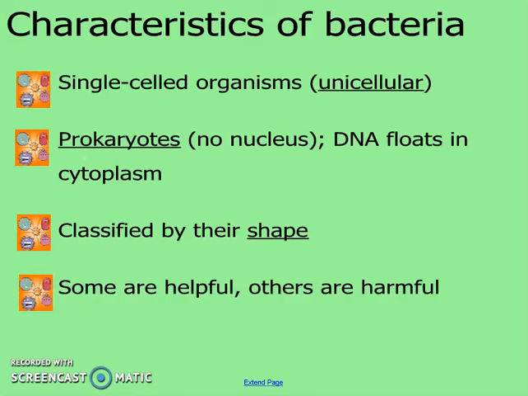Some characteristics of bacteria. So they are single-celled or unicellular organisms. They are called prokaryotes because they have no nucleus. So unlike a plant and an animal cell, they have no nucleus. Their DNA just kind of floats in their cytoplasm. So they do have some of those similar organelles that we've discussed, but not a nucleus.